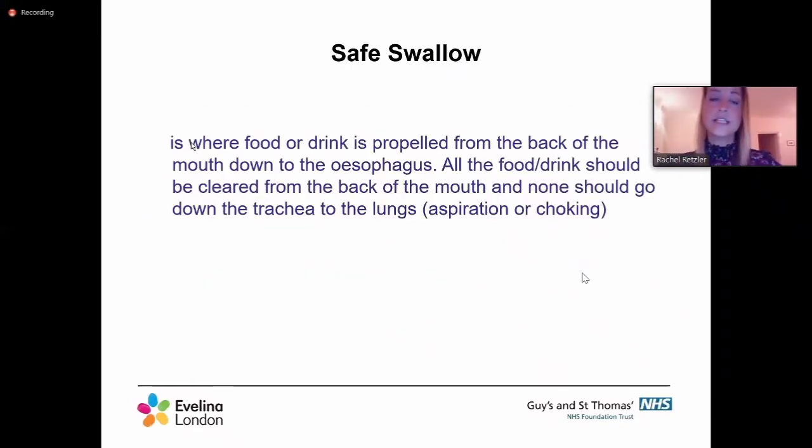A safe swallow is where food or drink is propelled from the back of the mouth down to the esophagus. All of the food and drink should be cleared from the back of the mouth, and none should go down the trachea to the lungs, or this would be considered aspiration or choking.